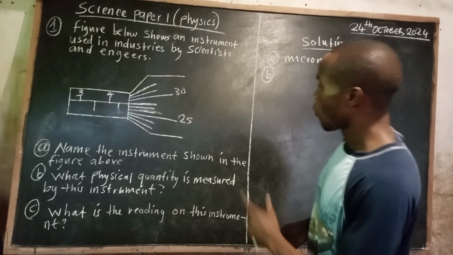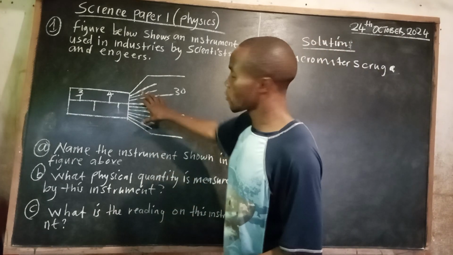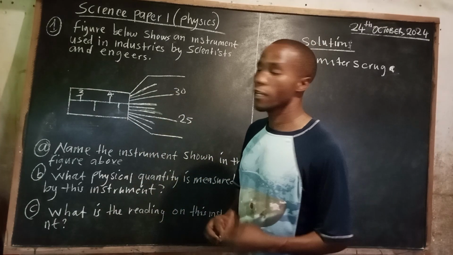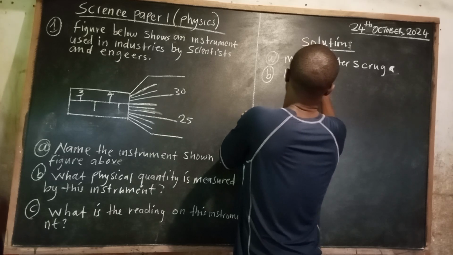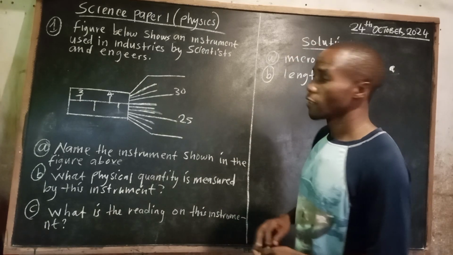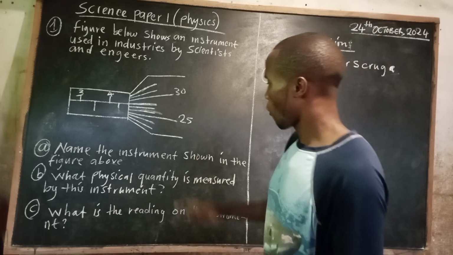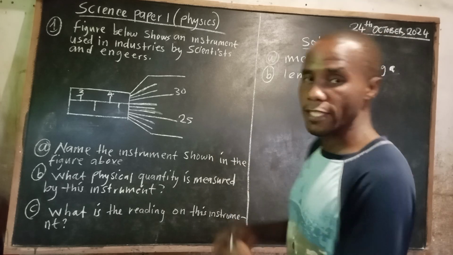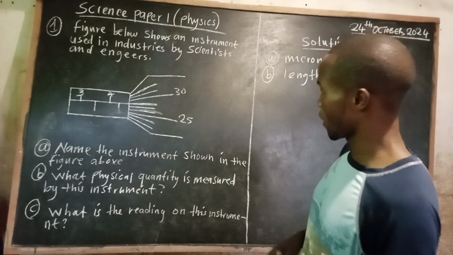B, what physical quantity is measured by this instrument? The physical quantity measured by the micrometer screw gauge is length. So you don't have to waste much time there. Then C, what is the reading on this instrument? Now, how can we read the micrometer screw gauge?